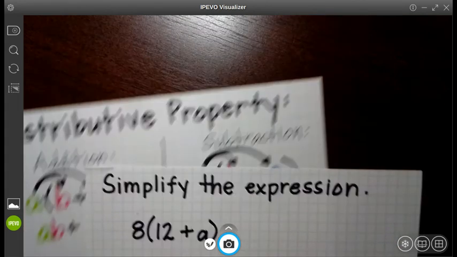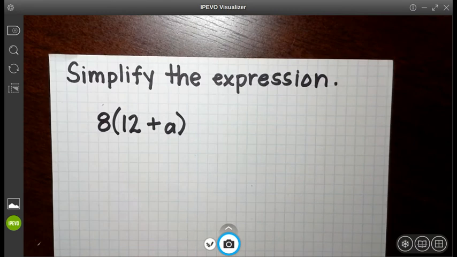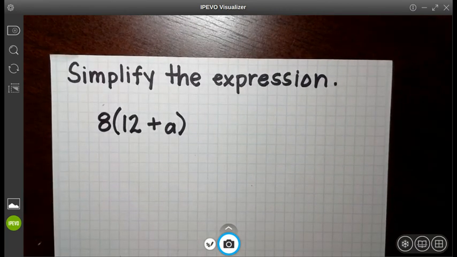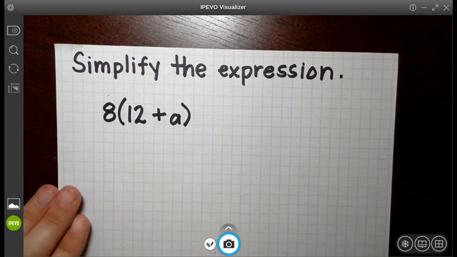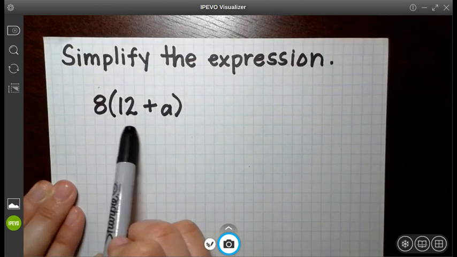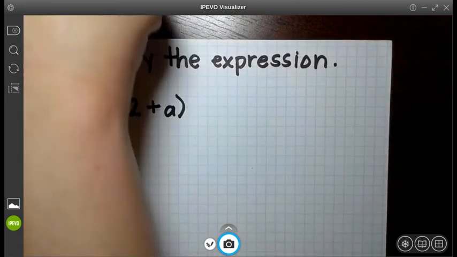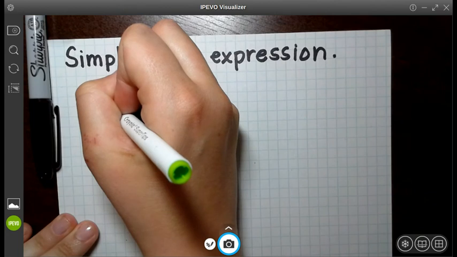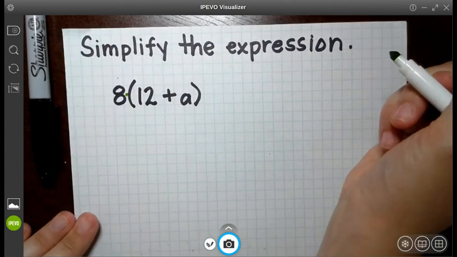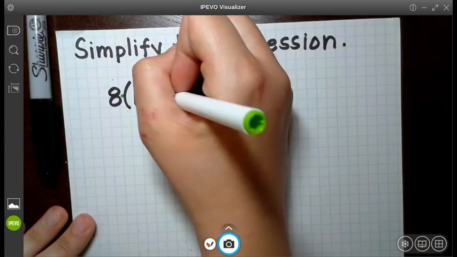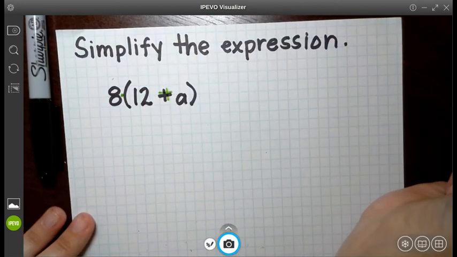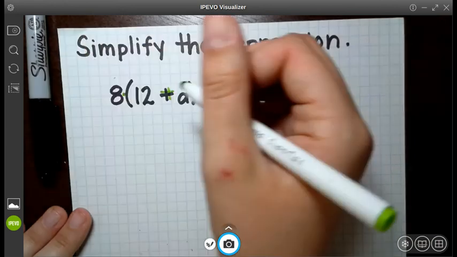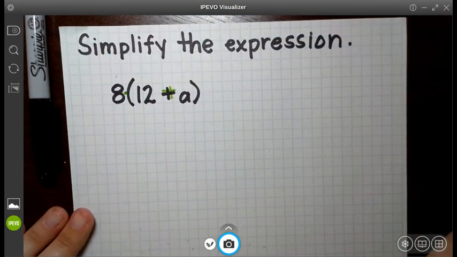So you might see something that looks like this. The directions are going to say simplify the expression. If you see that, you always have to check, and it's going to be the distributive property. I know because I see multiplication. It's invisible. It's between the number and the parentheses. And another operation. I see addition. Okay, so I know that I'm going to be distributing the 8 to each term inside the parentheses.